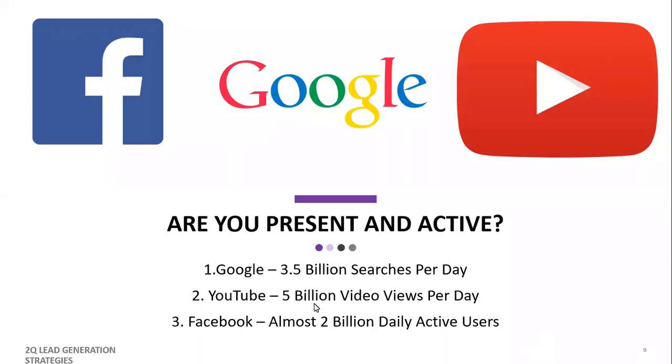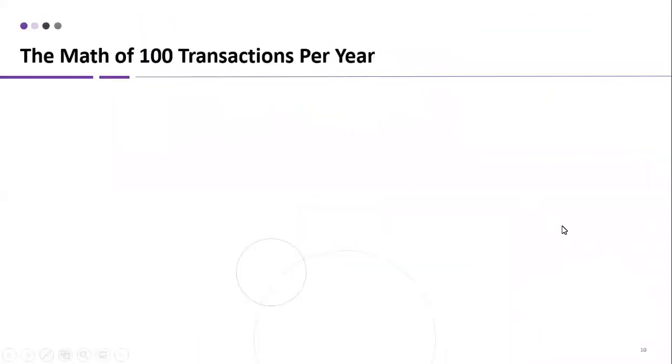So with that being said, let's get into it. The math of how this works is like this. Let's say that you have past clients and sphere of influence. Those numbers are going to be different for everybody, but just to put some numbers to this, let's say you've got a list of 500 people that either are on your SOI or your past clients.